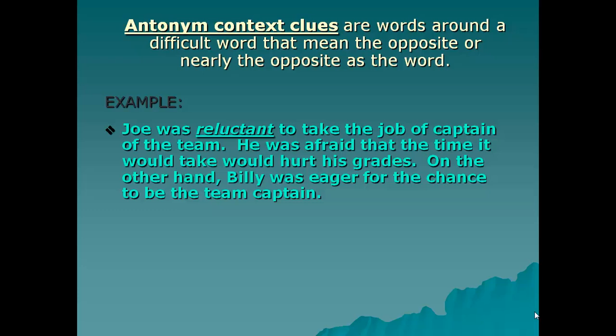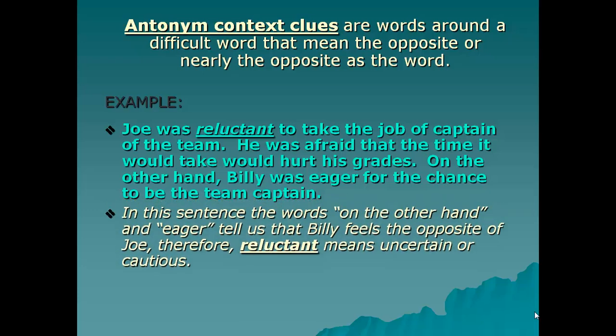In this sentence, we have an antonym for the word reluctant. Joe was reluctant, but on the other hand, Billy was eager. So eager is your antonym for reluctant. Therefore, in this sentence, Billy feels the opposite of Joe. Therefore, reluctant means uncertain or cautious, since eager would mean happy or excited.